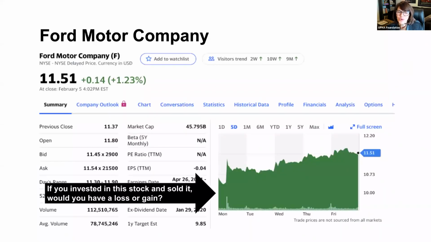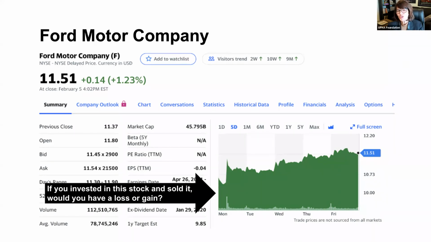Now let's look at Ford. If you invested in this, what happened? First clue is that it's green. So for 5 days, it's been positive. Okay, you would have a gain. So these are some clues. And I encourage you to look at the 5-day, the 1 month, the 6 month, the 1 year, the 5 year to get a feel for the company.